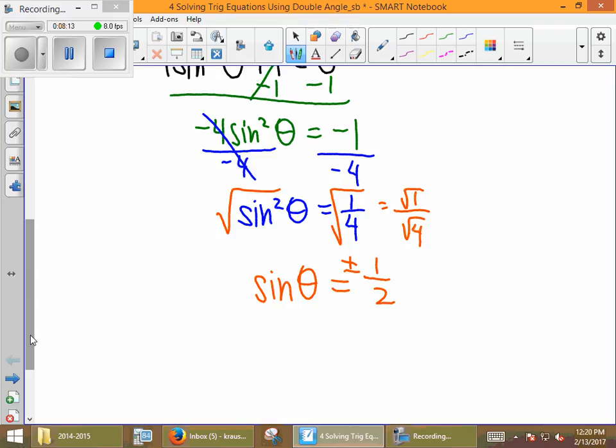Okay, so how many different angles is sine going to be plus or minus a half? 4 of them. All of the over 6's. So pi over 6. No, because there are 4.